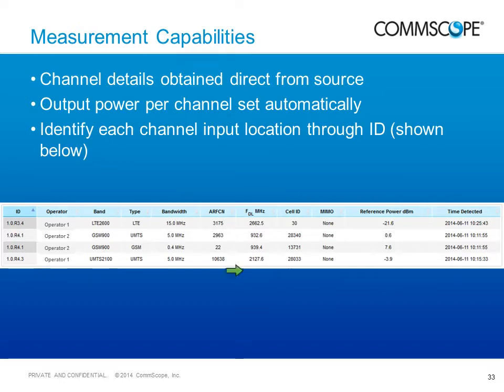So this is very different from standard or legacy DAS platforms where you have to work on gain and attenuation. This sets the output power per channel automatically based on the reference power or the pilot signals that it receives. And we can identify every operator, we can identify their technology and sector, and then send that to the desired UAPs. Now let's talk about how we do that.